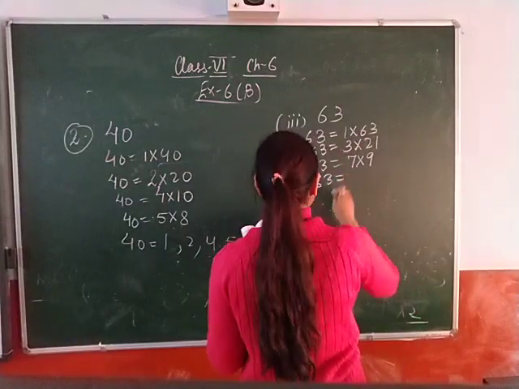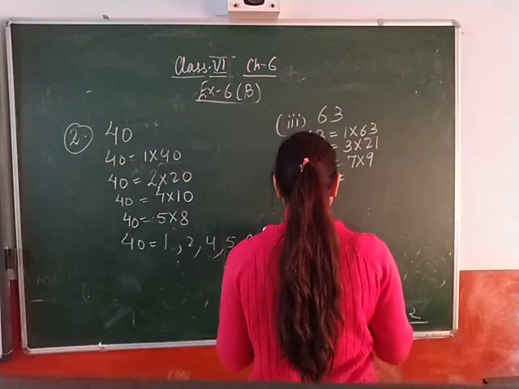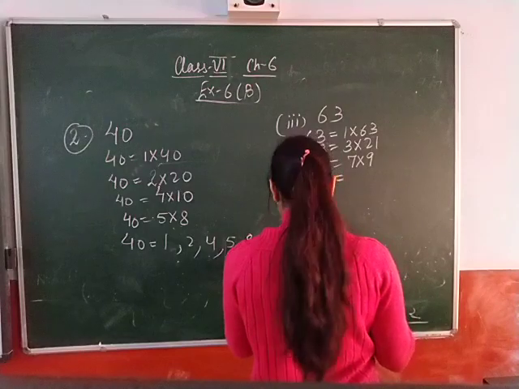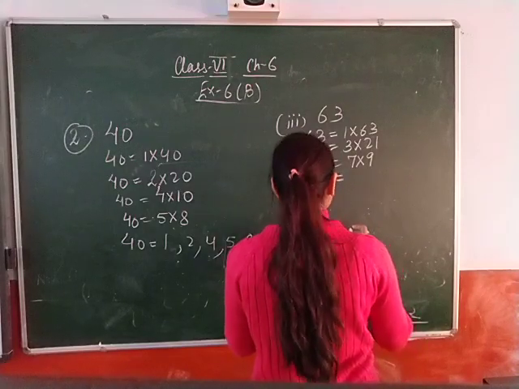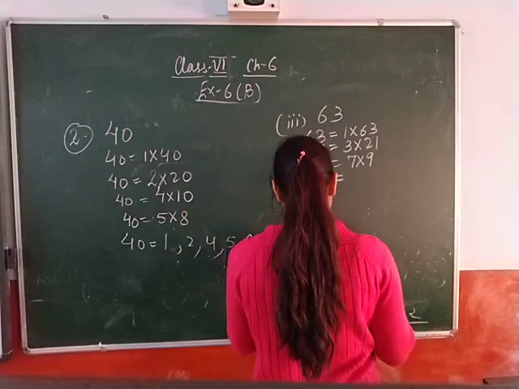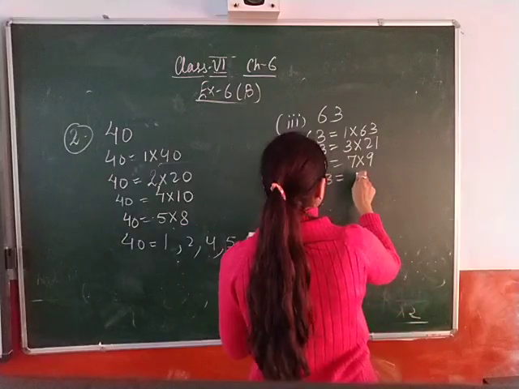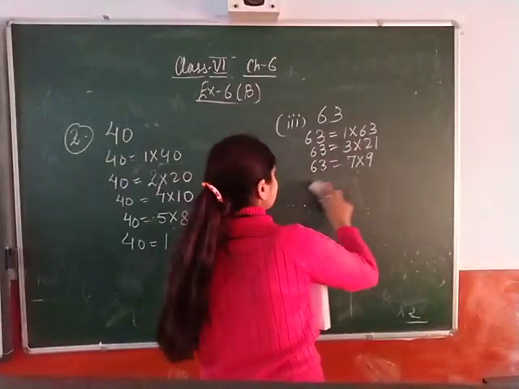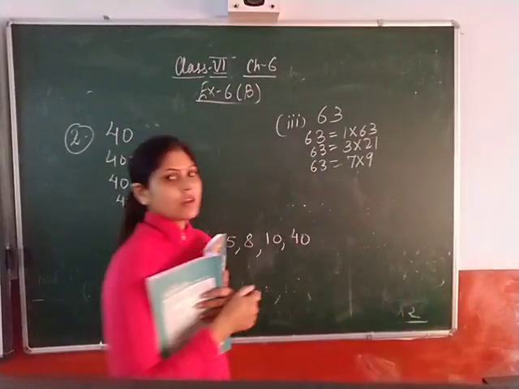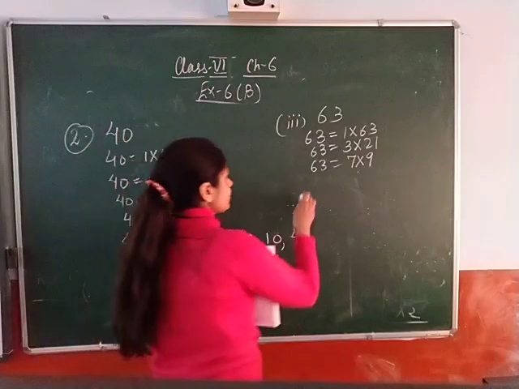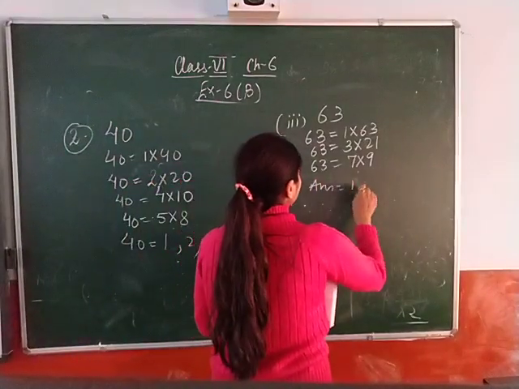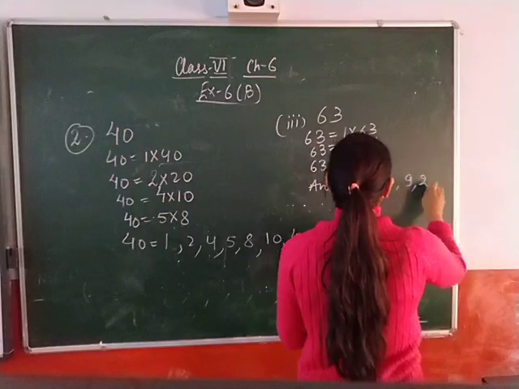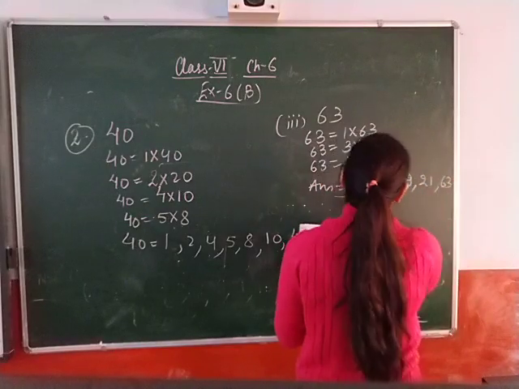63 is equal to, it will come as 27. It will not come. So what will be the answer here? The answer will be 1, 3, 7, 9, 21 and 63. So this is the answer.